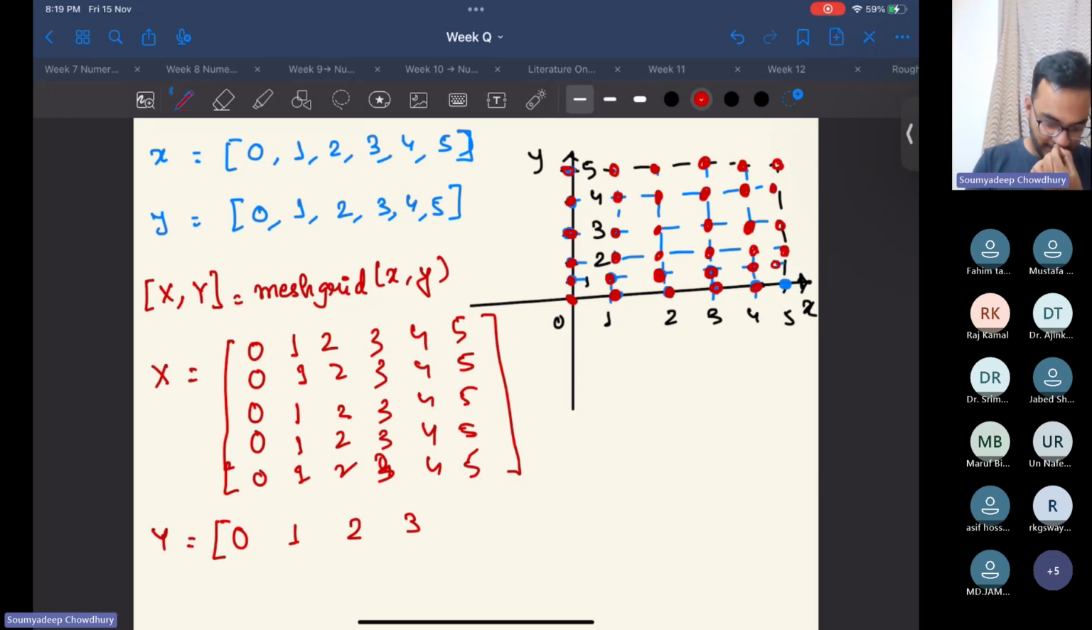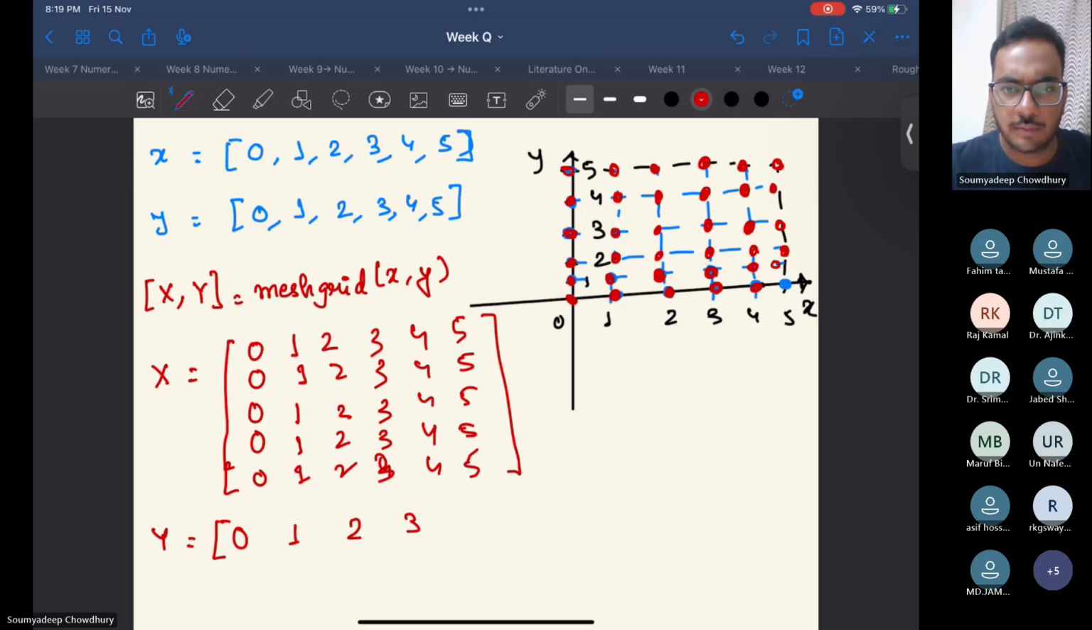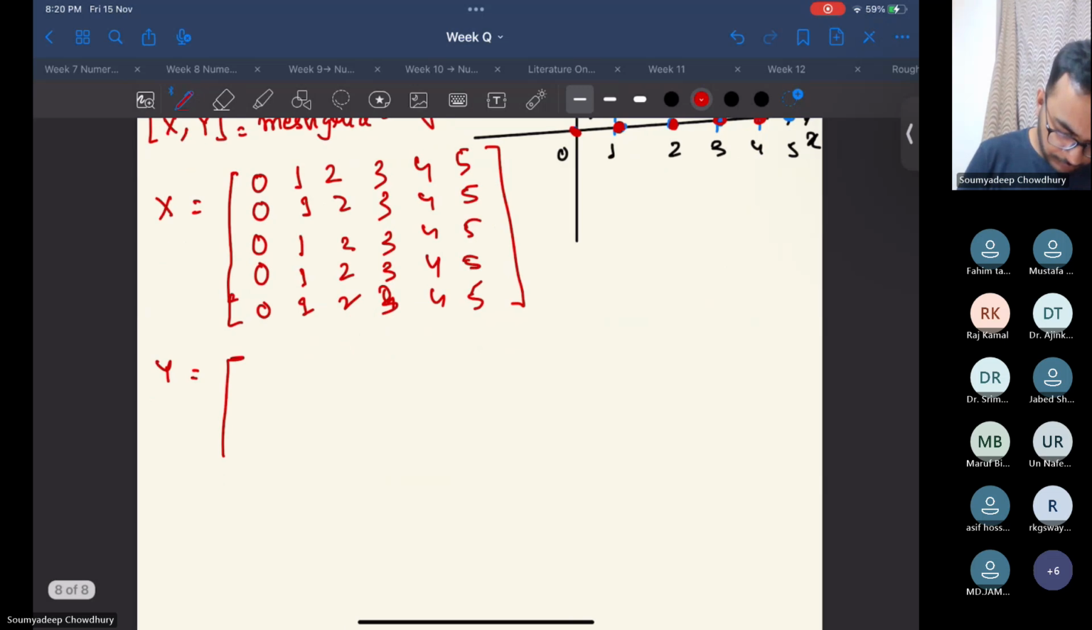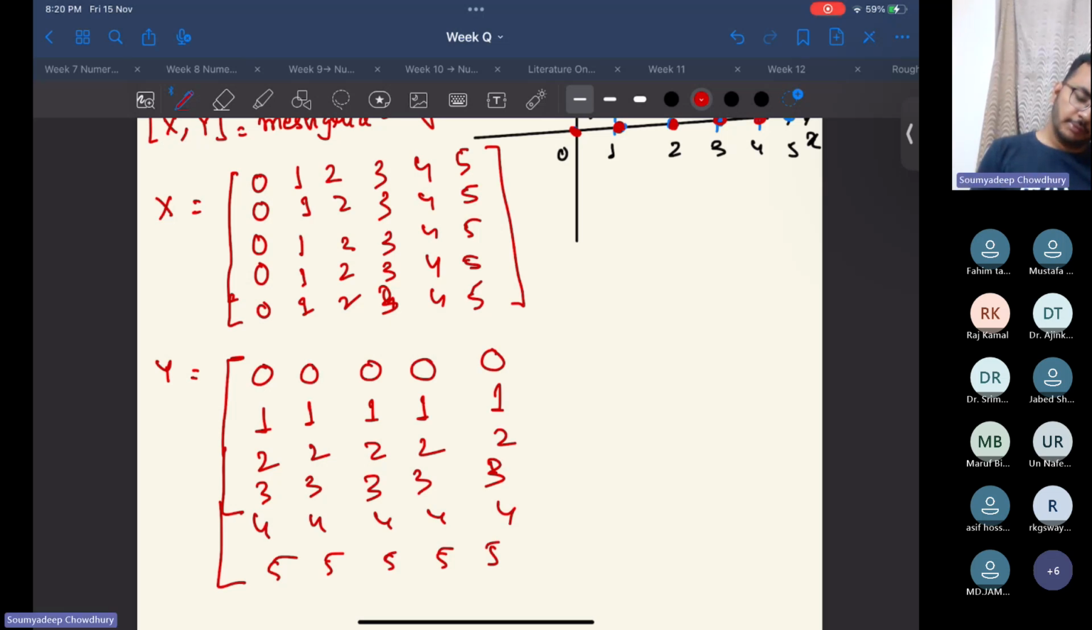Just a second. So basically, y will be basically 0, 0. So this will be my output of the meshgrid command.